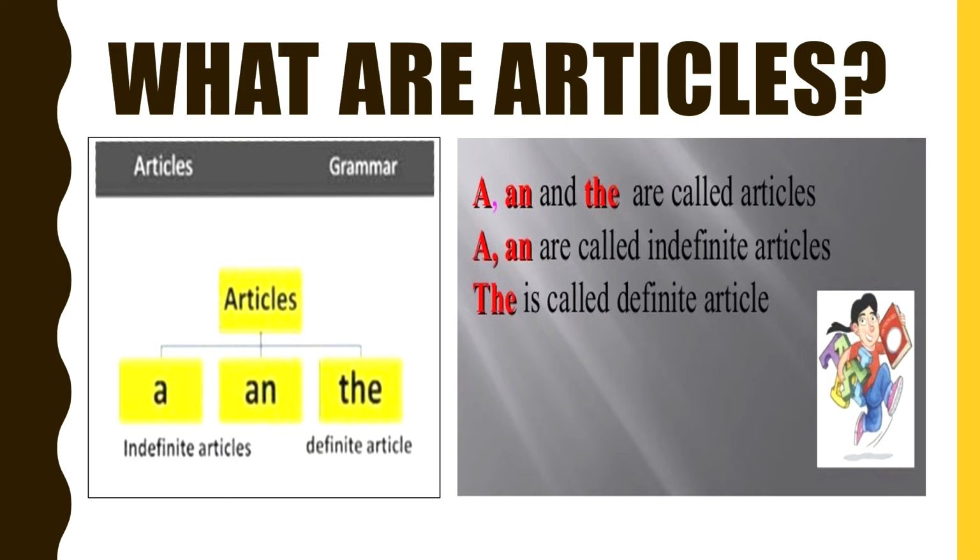Now out of these three words, the words a and an are called indefinite articles, whereas the word the is called definite article. We will learn more about it in the video. So let us continue.